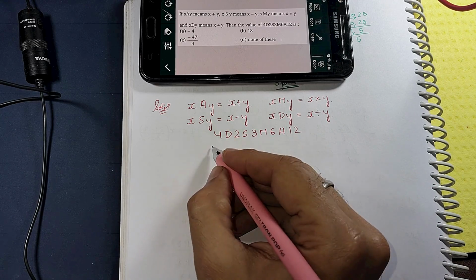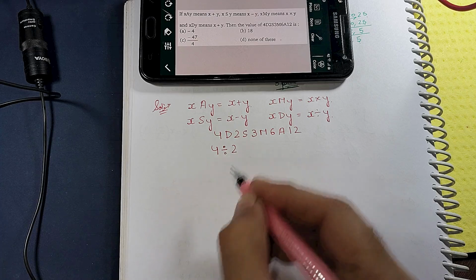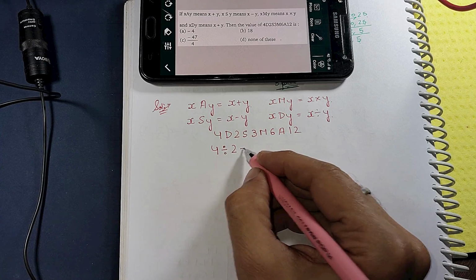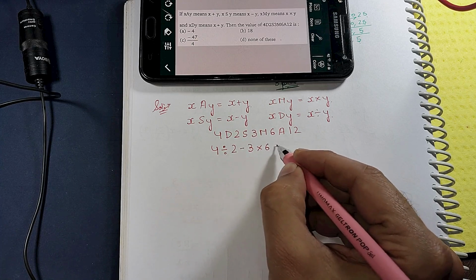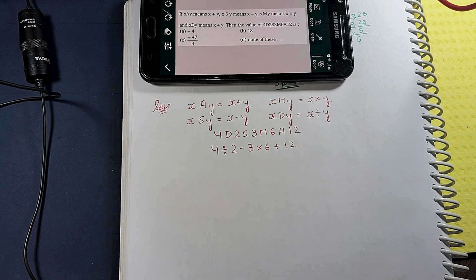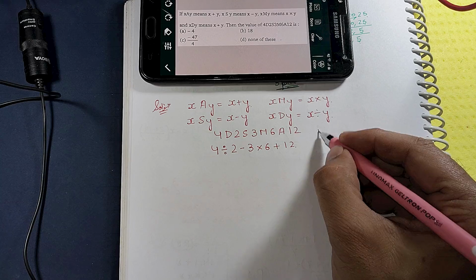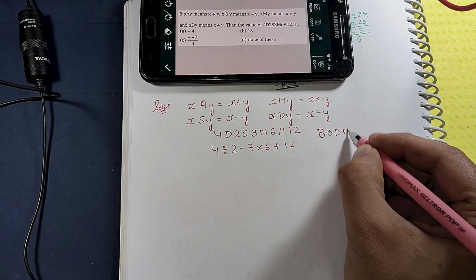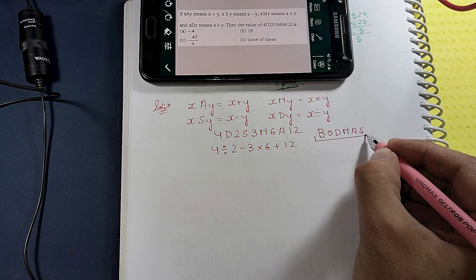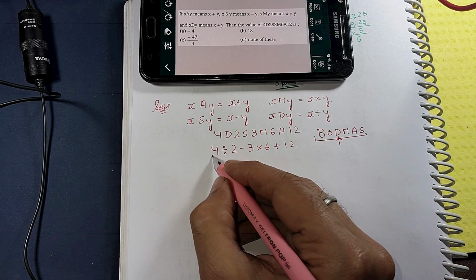So D means division. So this is 4 divided by 2, subtract 3, so minus 3 multiplied by 6 plus 2. Now this is a question of BODMAS. So we will follow the principle of BODMAS. So in this, first we have division. So first we will solve the division.